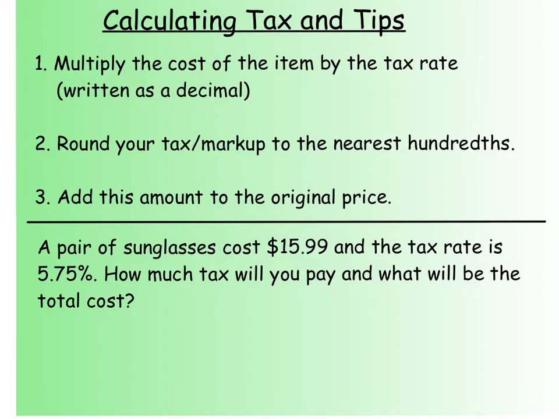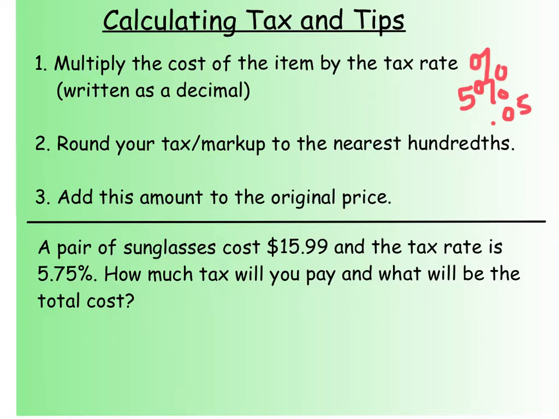So step number 1 is you take the cost of the item and you multiply it by the tax rate. So the tax rate is always a percent. However, as we know, whenever we're dealing with percents and calculating things, we have to change it to a decimal first. So for example, if you're given a tax rate of, let's say, 5%, we're not going to use 5, we're going to use 0.05. So that's always the first step. So you're going to multiply the cost of the item by 0.05.